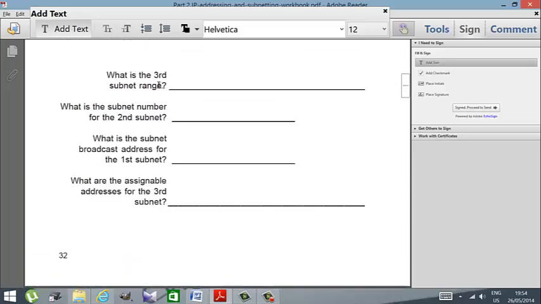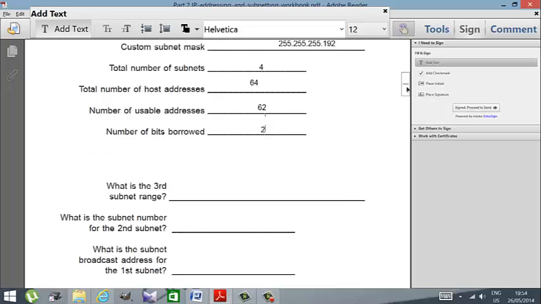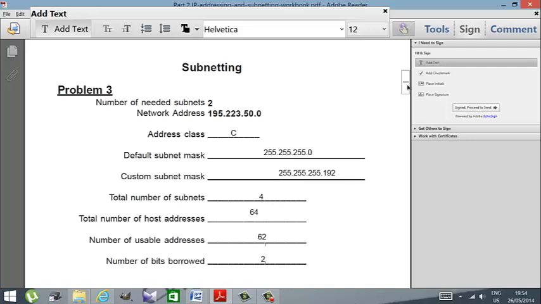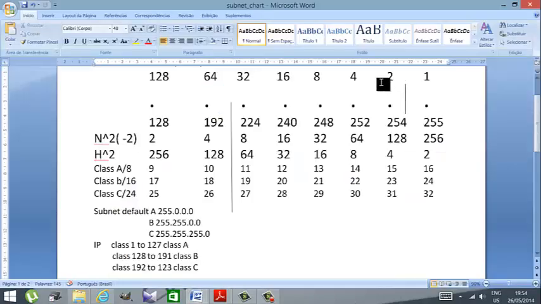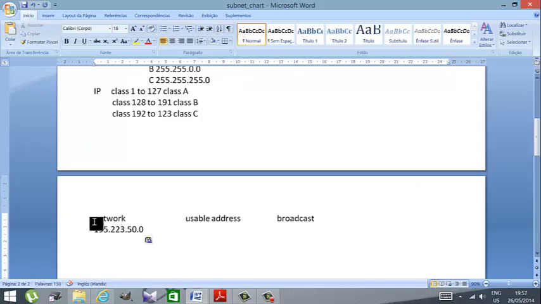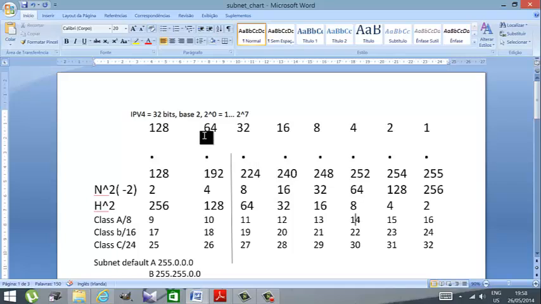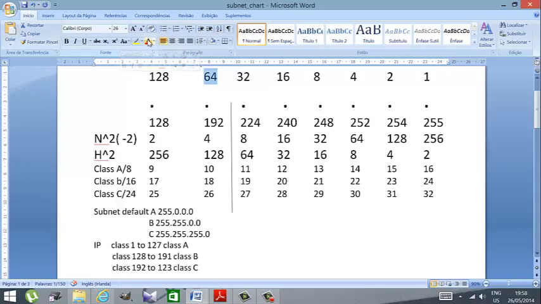Now, what's the third subnet range? Now we're gonna see something called the magic number, which shows also in this chart. I wrote here the network portion. I'm gonna put here the usable addresses and here the broadcast address. So we say that the range is gonna be from 0 to 64, and we're gonna add 64 in each network. I'm gonna highlight this in red, and we're gonna call this number the magic number.